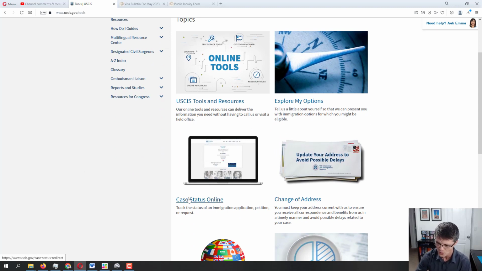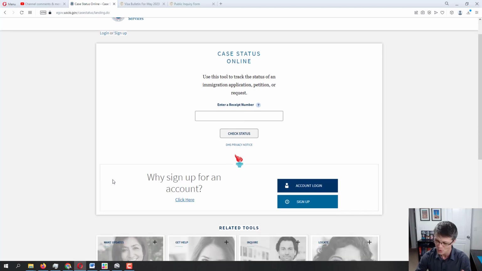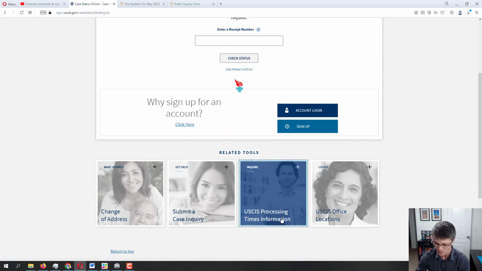So we're gonna go to Case Status Online, and here of course you can get the updates for your case. If you put in the receipt number that you received on your NOR, Notice of Receipt, from USCIS in response to your initial I-130 application, it will give you the status. Most of the time it's very generic, but we're gonna go to USCIS processing times right here.